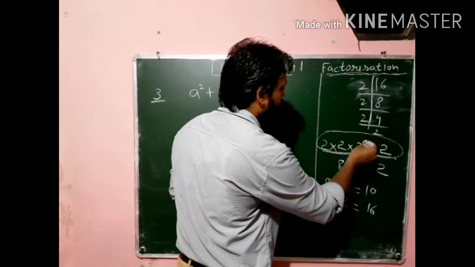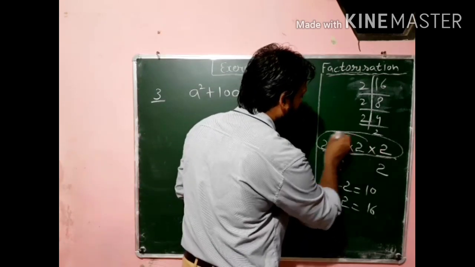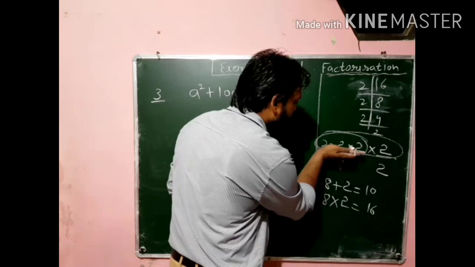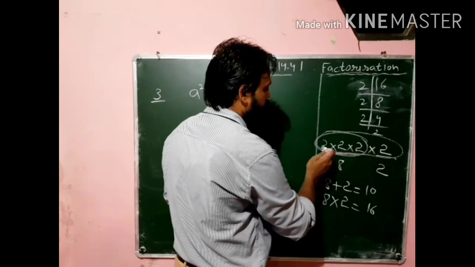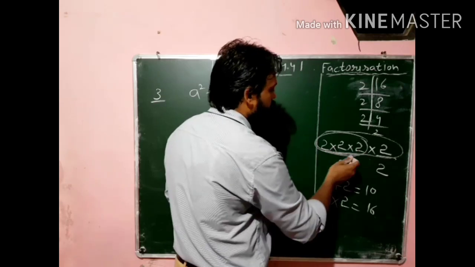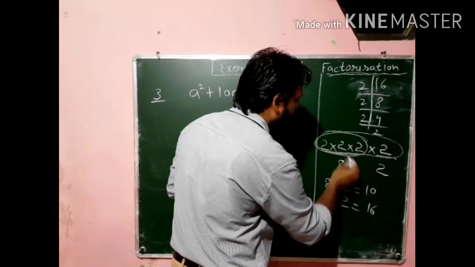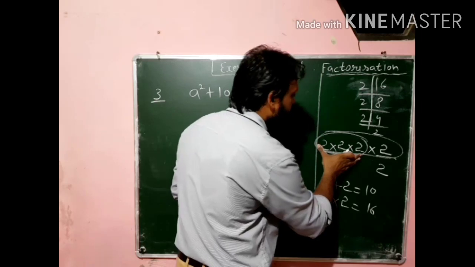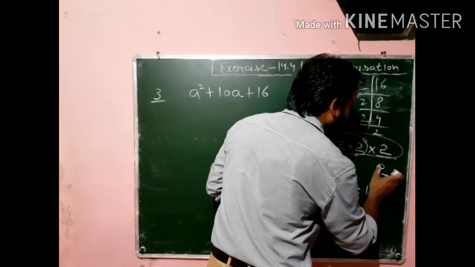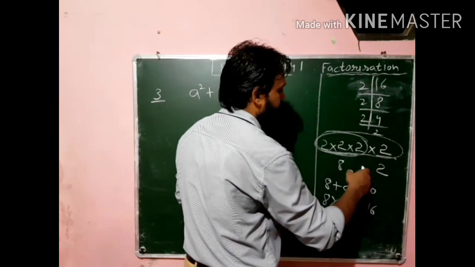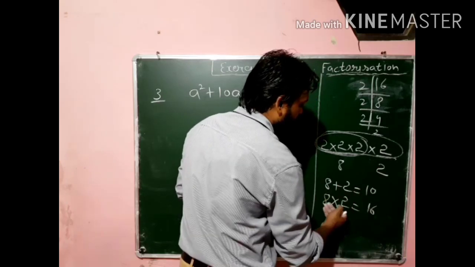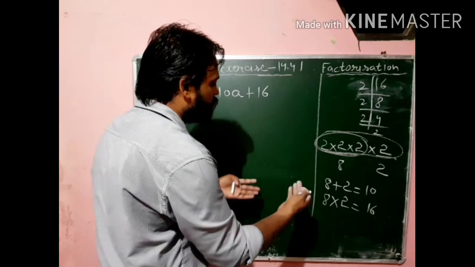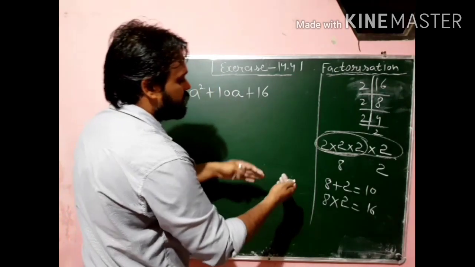So okay, I already took this 2 into 2 into 2 in the first group. I made a single value by multiplying these three factors. 2 into 2 into 2 is 8. So I got this first value by multiplying these first three factors, and only this 2 I am taking into the second term. Now you can see 8 plus 2 is 10 and the multiplication of 8 and 2 is 16. So now we already separated this 10a this way.